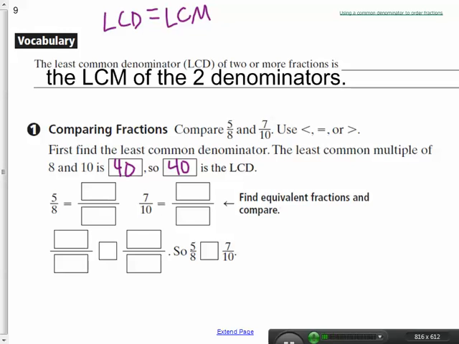So that means now I'm going to make equivalent fractions. Remember how we've been working with equivalent fractions as well. So how do I get to 40? Well, I multiply by 5. So what do I do on the top? I multiply by 5. So I've got 25/40ths.